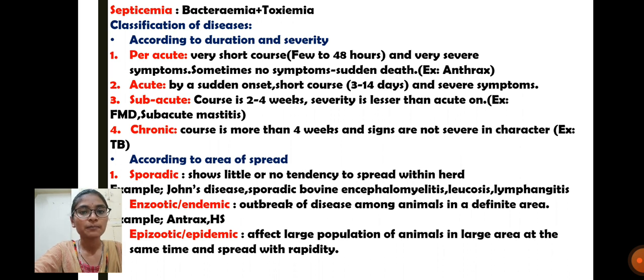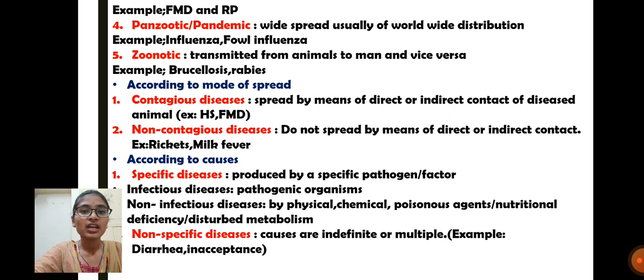Acute has a sudden onset, a short course like 3 to 14 days, and severe symptoms. Subacute disease has a course of 2 to 4 weeks, with severity less than the acute one, and examples are foot and mouth disease, subacute mastitis. Chronic course is more than 4 weeks and signs are not severe in character. Example is tuberculosis.